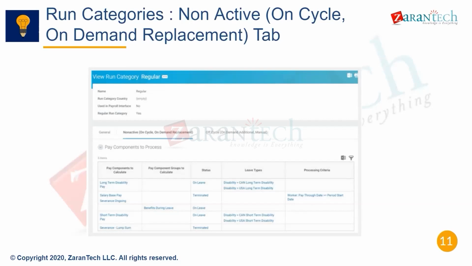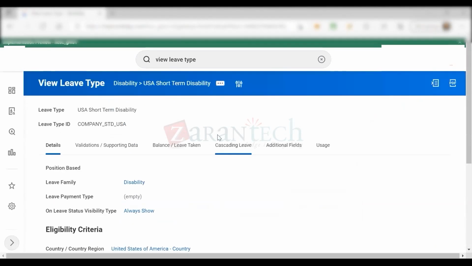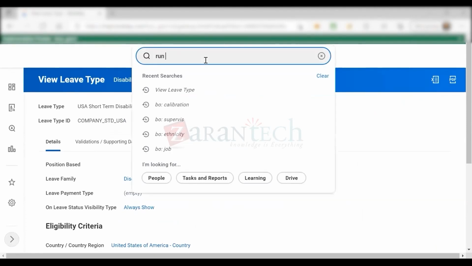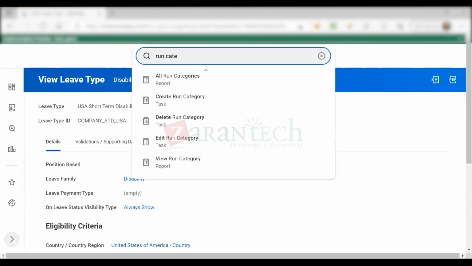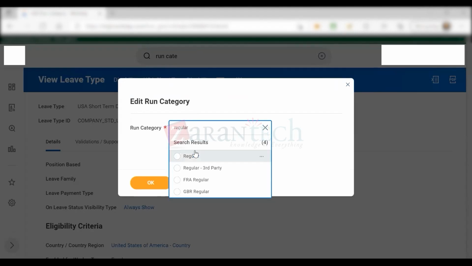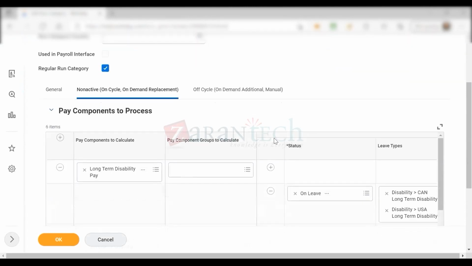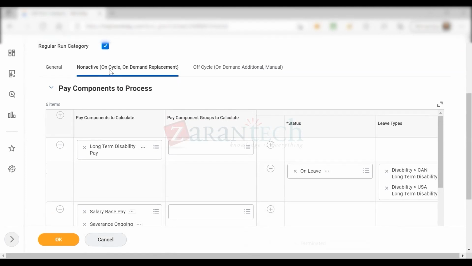No problem. Okay, so now let's get into the tenant and see what else we have on the run category on the non-active tab. Again, we will look for the keyword run cat and I will pull in regular. We will go on non-active, on cycle or on demand replacement. So basically on cycle is on cycle, on demand is off cycle. So what rule do we configure here in GMS?